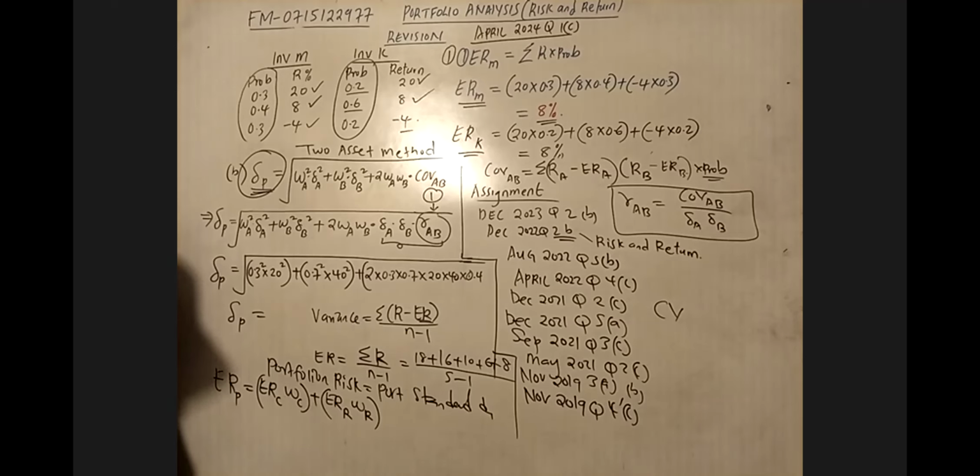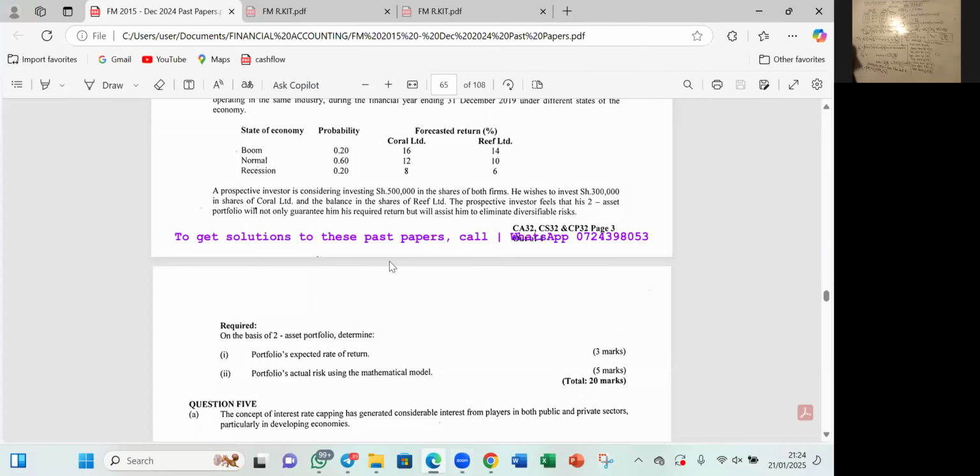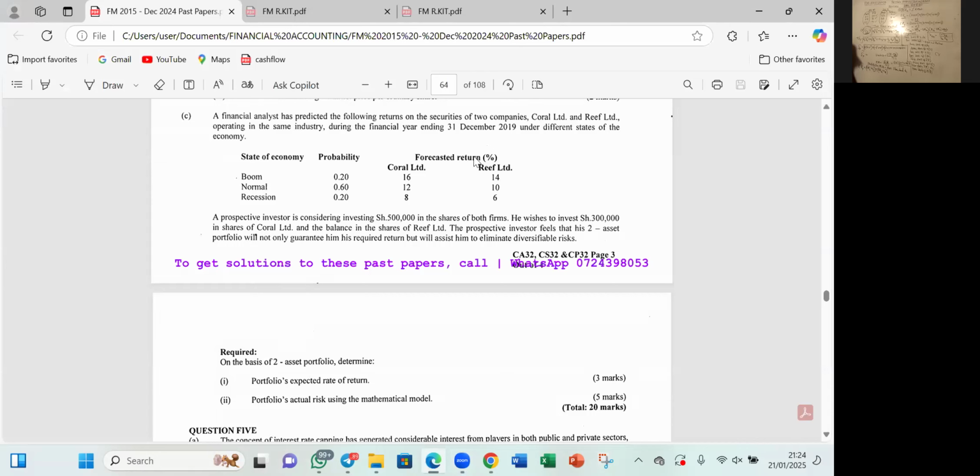Let me share with you again, then we end the class. You're here. So we have the Carroll forecasted return. We have Carroll Ltd and we have Reef Ltd. So for you to get the expected return, you need to calculate the expected return of Carroll, then the expected return of Reef, so that once you get them, you can use them to calculate the expected return of the portfolio. Then the portfolio risk.